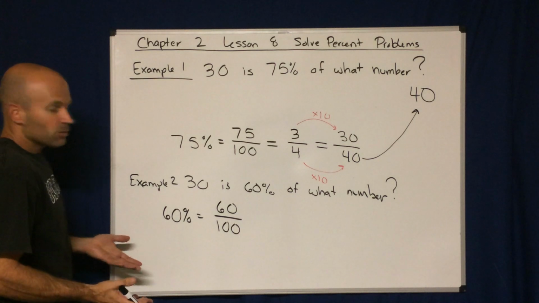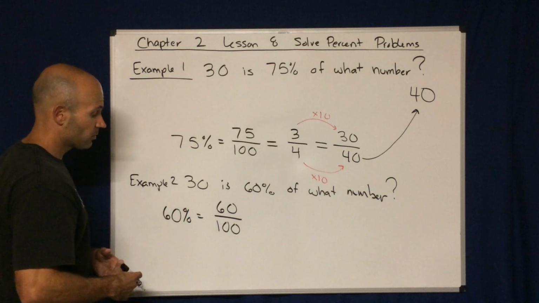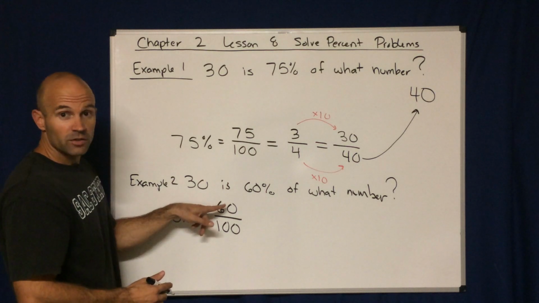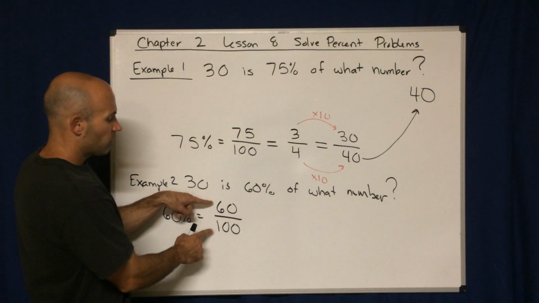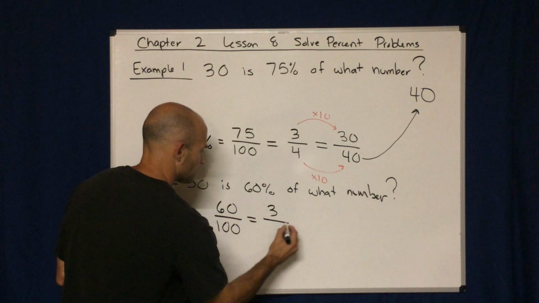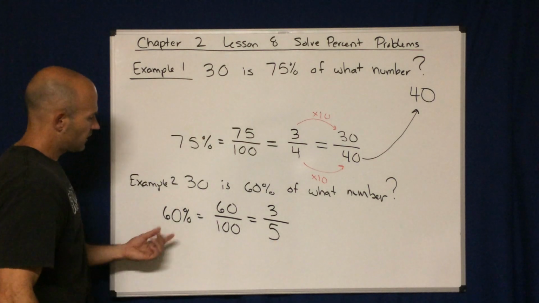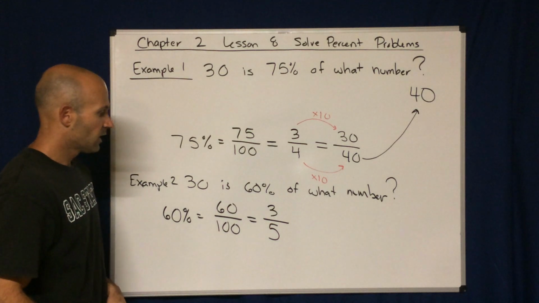And then maybe it's helpful to reduce this fraction, maybe it's not, but I am going to go ahead and reduce it just to make my numbers a little smaller. I think 20 goes into 60 3 times and 20 goes into 100 5 times. So I'll divide both my numerator and denominator by 20. So now I'm thinking of 60% as being 3/5.